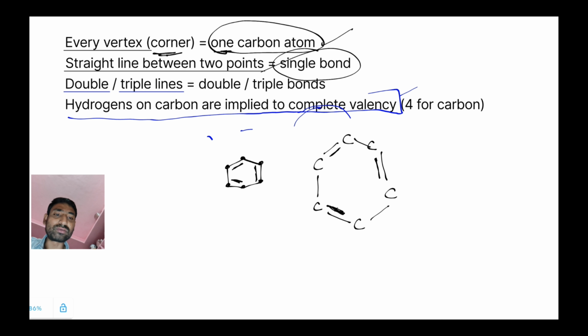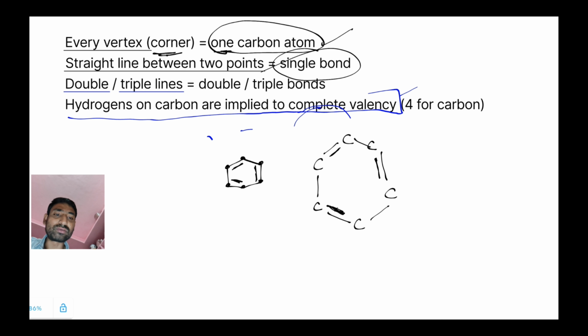Here also, this carbon bears 1, 2, 3 bonds, which means this one is also CH. Here also CH, here also CH, here also CH, here also CH, guys. Like this representation, we can simply represent it in bond line formula like this, guys. I hope you understand how to draw bond line formula of organic compounds.